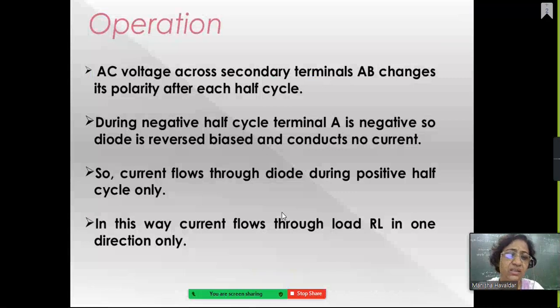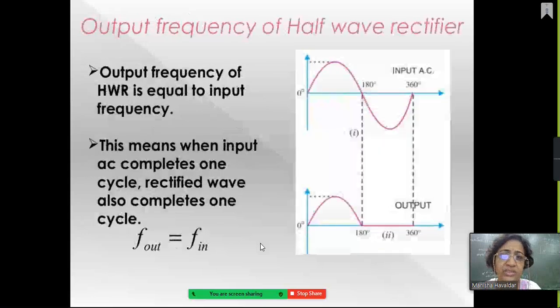So this is the working of half wave rectifier, which you can see over here. That's what I told you just now. So see that this is the output frequency and input frequency chart. If this is the input frequency, this will be the output frequency, and so see that f out is equal to f in. Output frequency of the wave is same as input frequency, remember. Okay, do make a note of this, because in MCQs always such type of questions are asked.